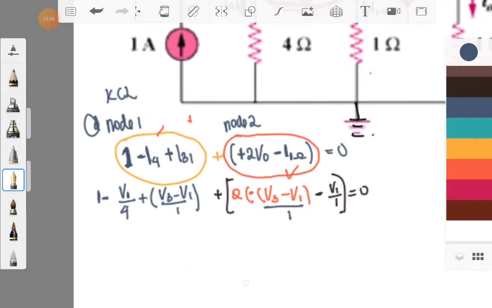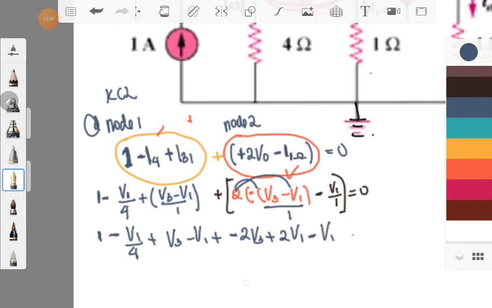Okay, let us manipulate the equation. So we have a super node, we have 1 minus V1 over 4 plus V3 minus V1 plus negative 2V3 plus 2V1 minus V1 equals 0. So let us evaluate all the variables with V1. So we have our negative 1/4 plus our negative 1 plus 2, okay, plus 2 V1 minus V1. Okay, what is our I1?